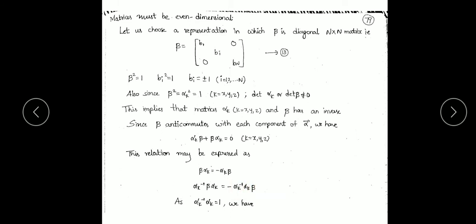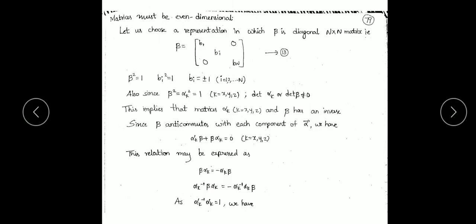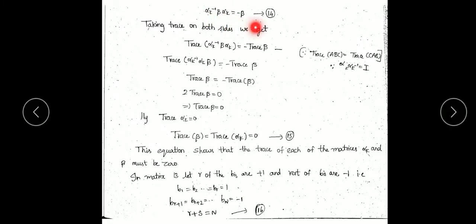But we already know that A into A inverse is nothing but I, that is nothing but 1 here. So that I is represented as 1 in this manner. This one would become I into beta, that is again beta only. So finally we have alpha k inverse beta alpha k equals minus beta. This is the thing we are getting.